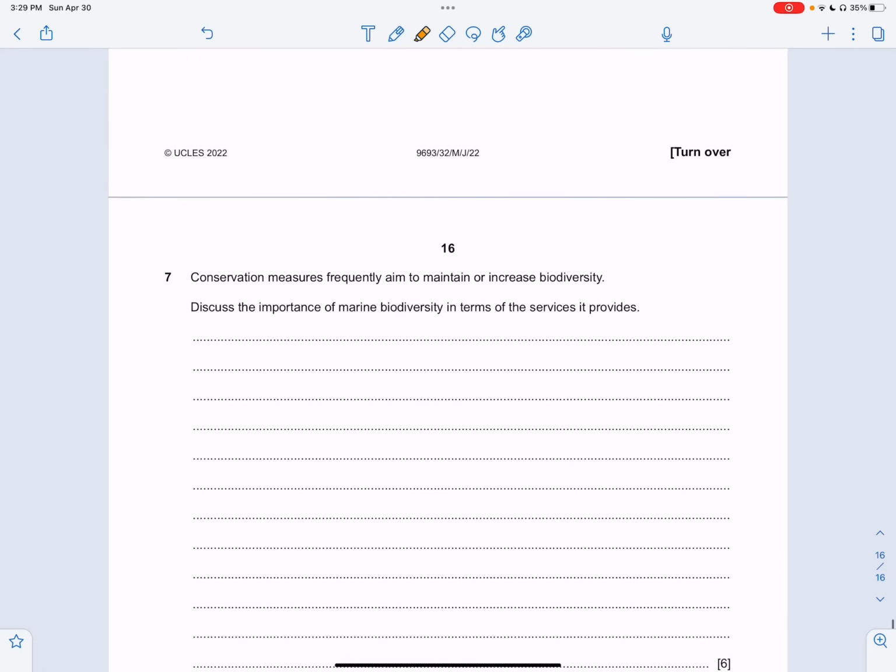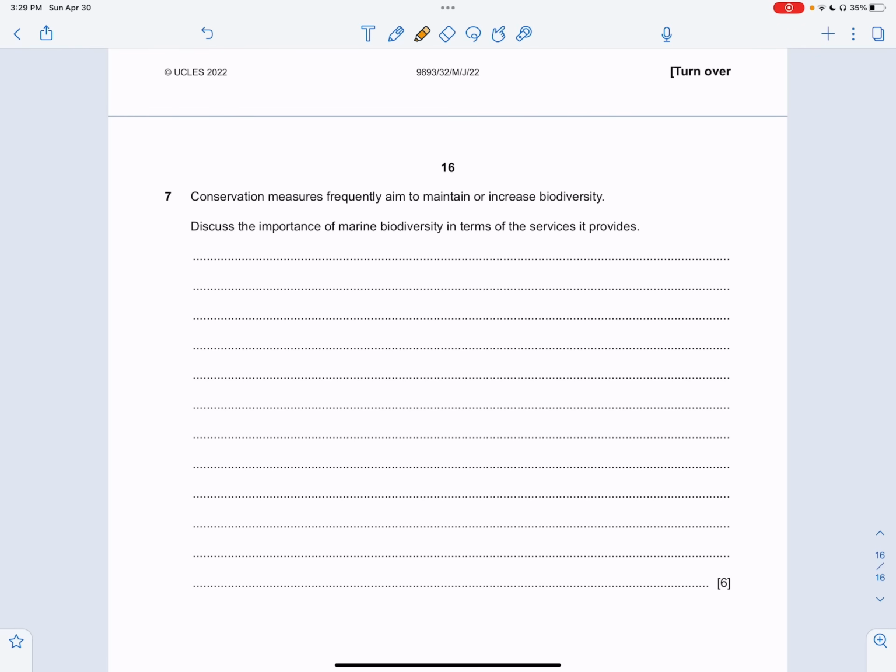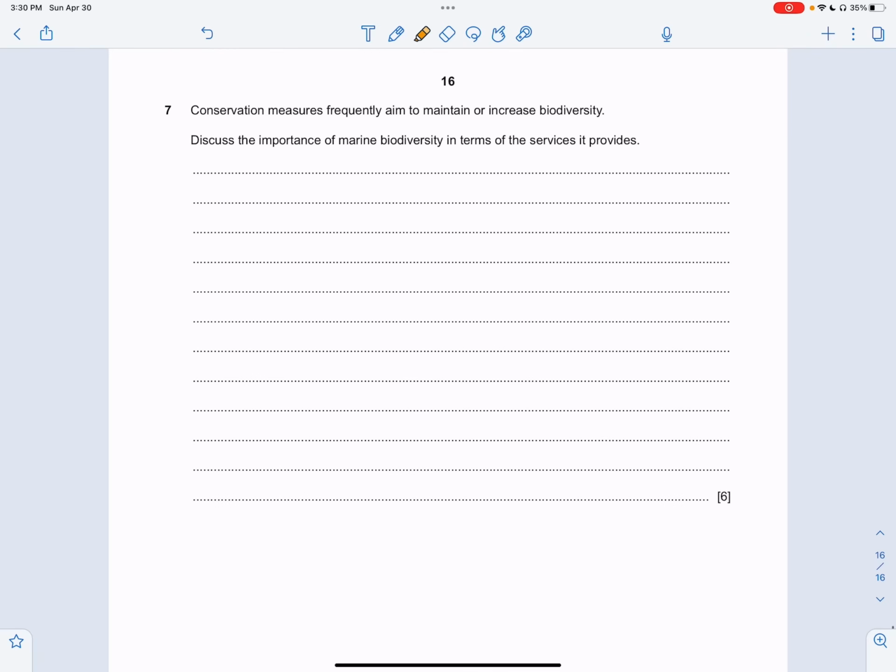Big answer. And our last one, so this is one that I complained about initially. I think this is more of an AS level question, you know, the basket and how many eggs you're going to put in it. So it's worth going over, but I would focus way more on things that are directly in your syllabus. Conservation measures frequently aim to maintain or increase biodiversity. Discuss the importance of biodiversity in terms of the services that it provides. And so we're thinking about services.